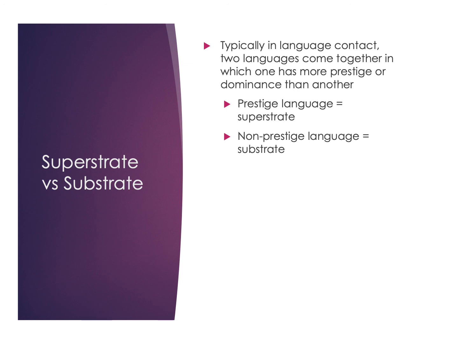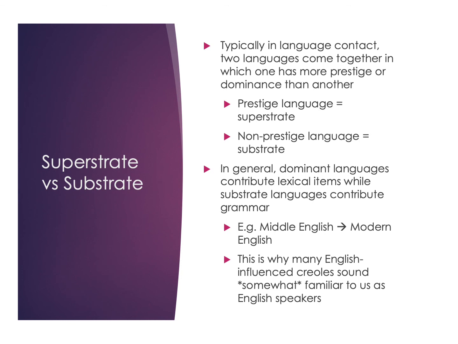And in general, what it contributes is really important. So dominant languages tend to contribute lexical items, words, while the substrate languages tend to maintain and contribute grammar. So we can see from Middle English to Modern English that a lot of our words are French in origin because of this period of time, but our grammatical influences are still Germanic in nature. So we can see that as an example of a creolization.